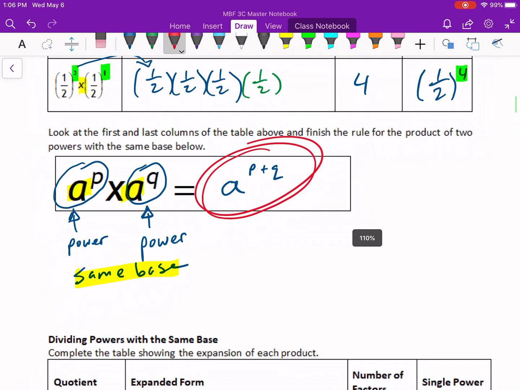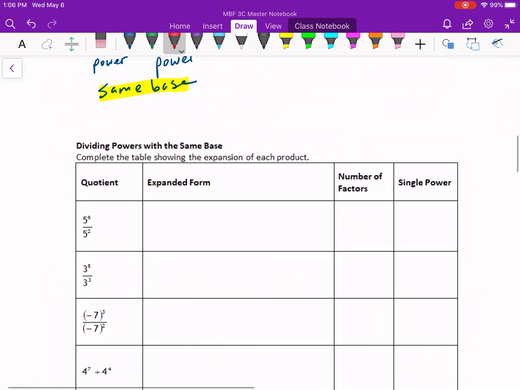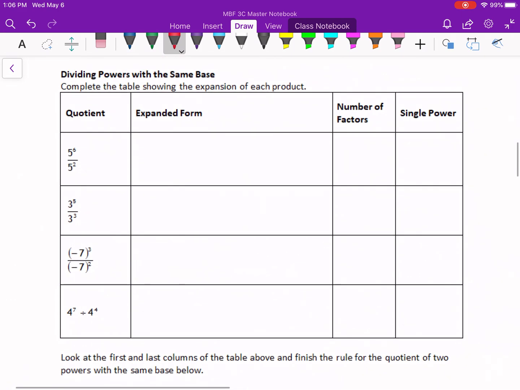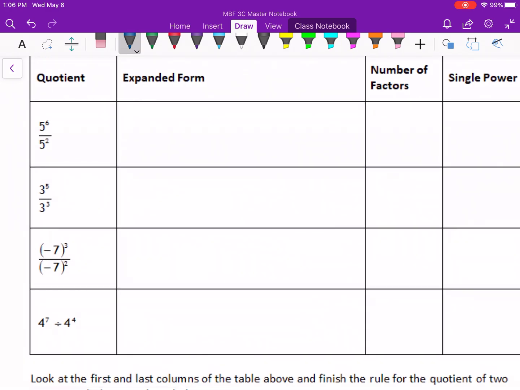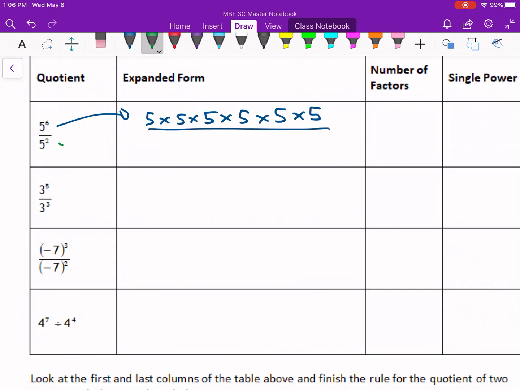When we're dividing powers, moving on to the next part, the first one we did was multiplying. Now we're dividing. Let's take a look at one example and see what happens. 5 to the 6 means 5 six times. Again, not fun to write all those 5s out. 5 to the 2, I'll do that one in green. So I've got a couple of 5s here, but that's it.